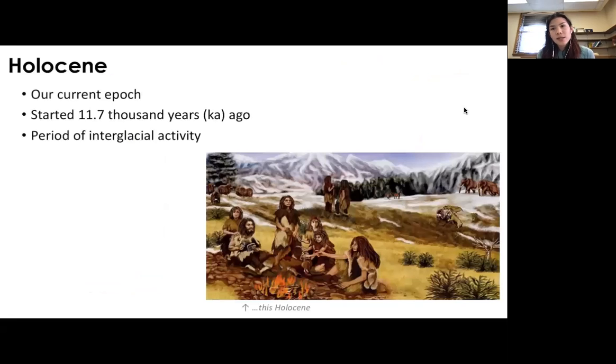The Holocene started about 11.7 thousand years ago, and it's known for being a period of interglacial activity. It is not the only interglacial in Earth's history, but it happens to be the current interglacial, which has been dominated by the rise of humans and of human-dominated activities.